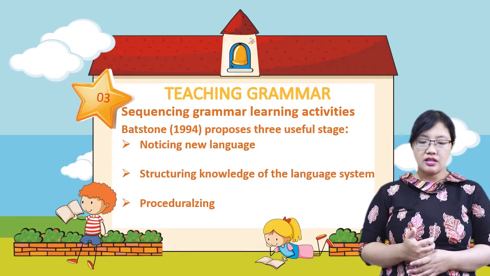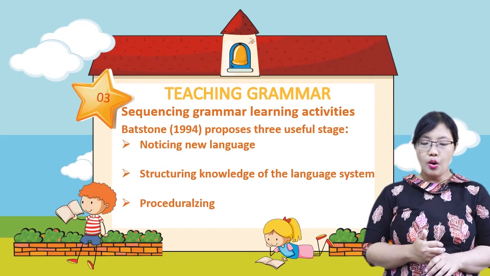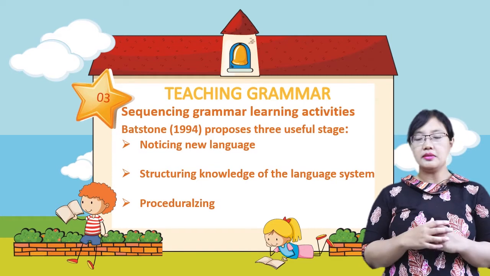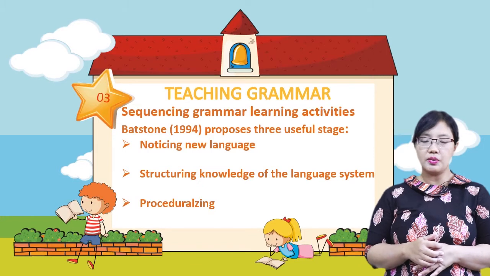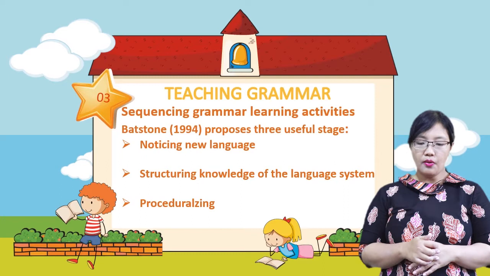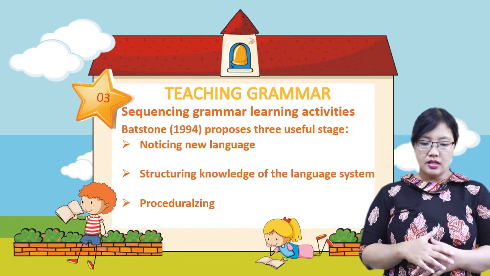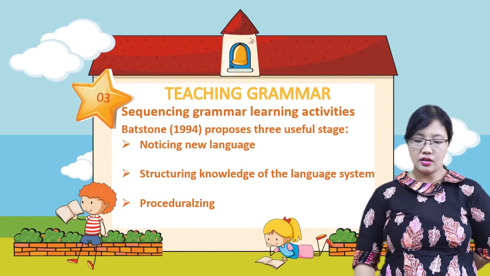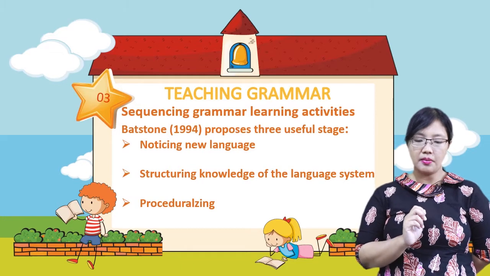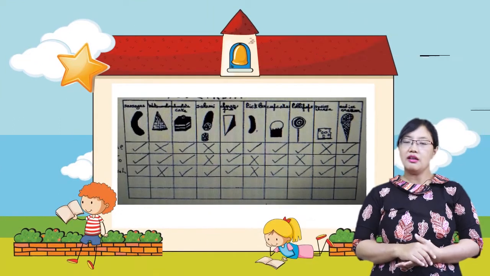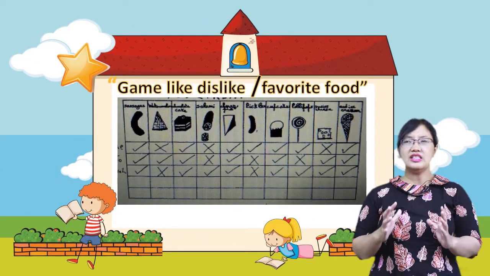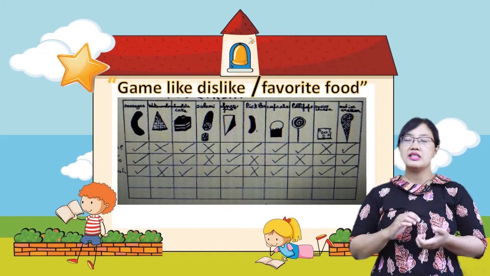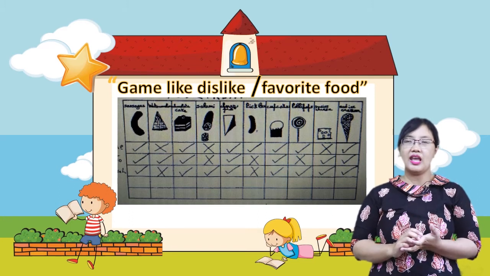And the second, structuring knowledge of the language system, which involves pupils in manipulating form and meaning in controlled practice. And the last is proceduralizing, involving learners in fluent language use and more communication, where they formulate their own meaning in contexts over which they have considerable control. When we teach grammar to pupils, we not only teach the grammatical structure, but we must combine it with speaking activities.